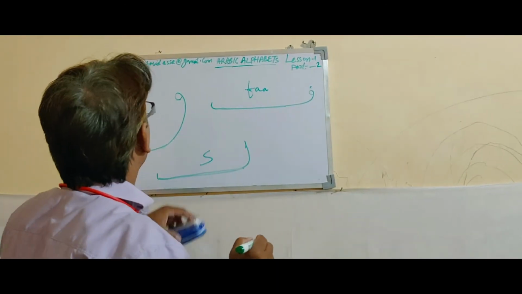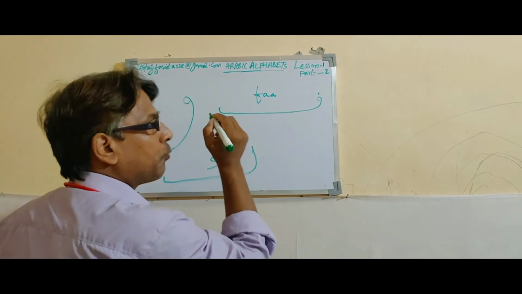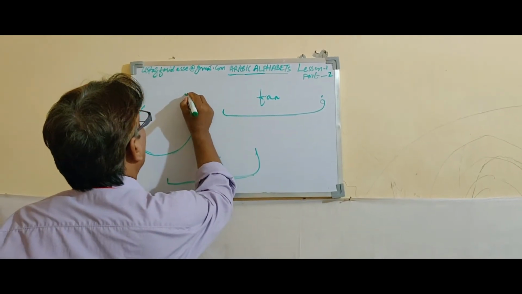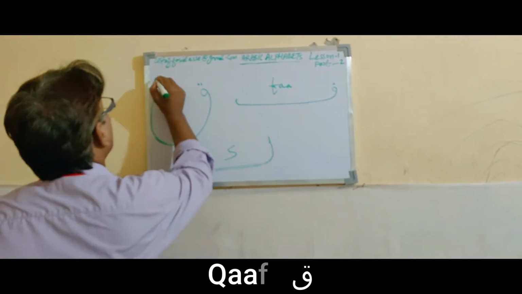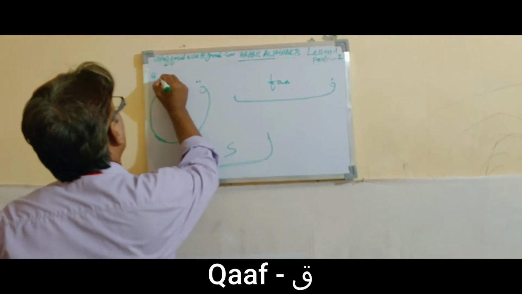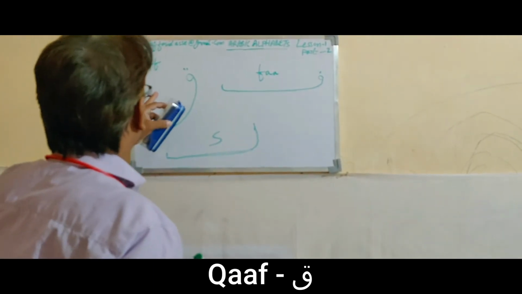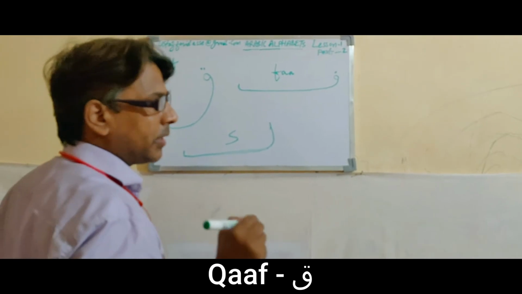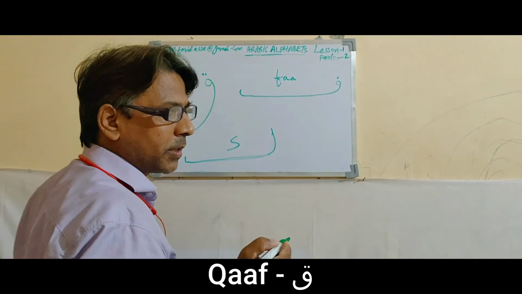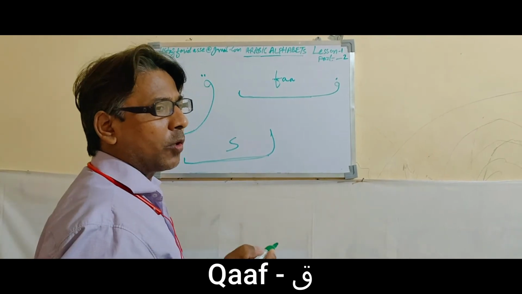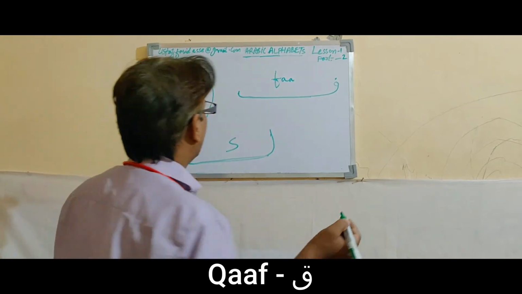This shape without any diacritical mark is nothing. If we put two dots upon this shape, it will become Qaf. Its pronunciation in English is Q-A-A-F, Qaf. It is a heavy letter and it is an emphatic sound of the letter K. It emerges from the deepest part of the tongue, which lies against the soft palate.